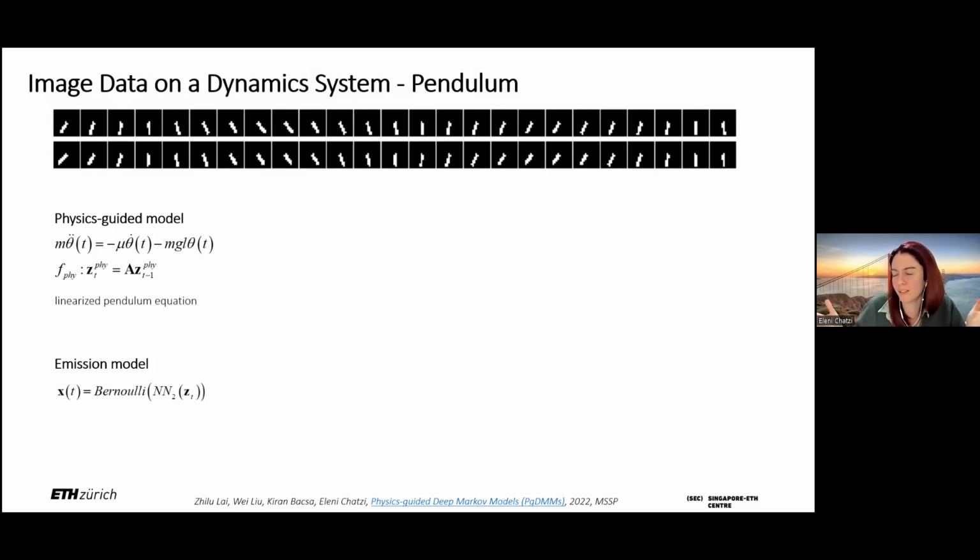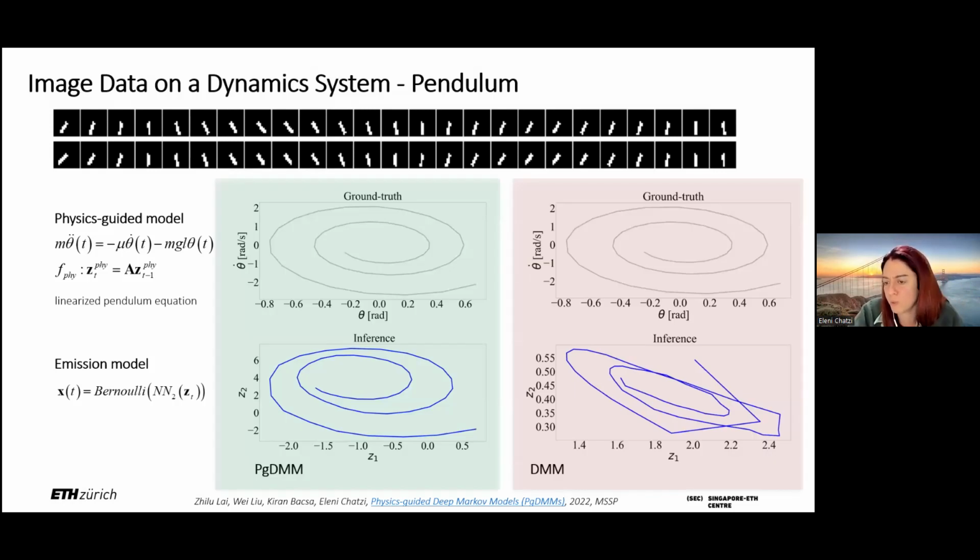So we don't have a perfect idea of how this connects to the latent space, of course, but this is recovered by the deep neural network. All we ask for it is because we're dealing with images, we just specify that it is a Bernoulli type of distribution that has to be used. And when we do this, we see that we improve the inference of the response of this system.